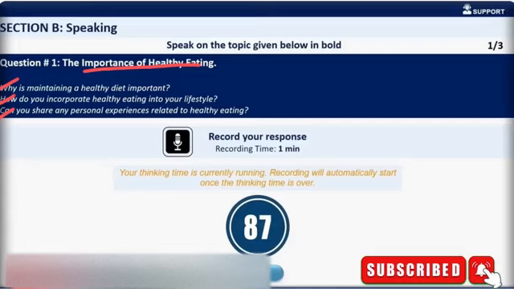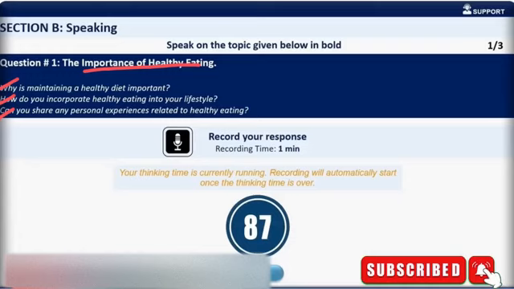Personally, I incorporate healthy eating by focusing on balance and moderation. I prioritize fresh fruits, vegetables, whole grains, and lean proteins while limiting processed foods and sugary snacks. Meal prepping during weekends ensures I have nutritious meals ready even on business days.